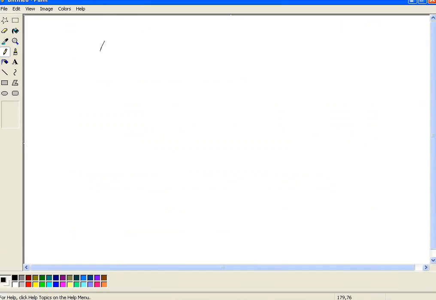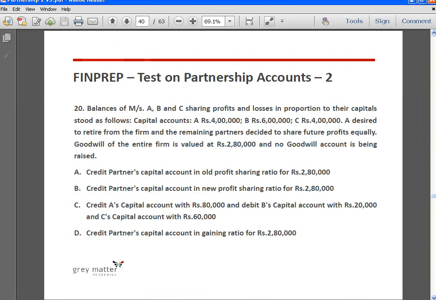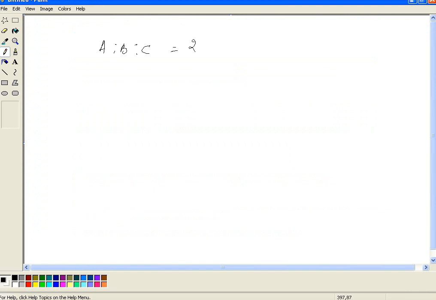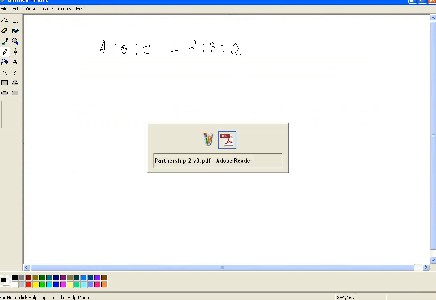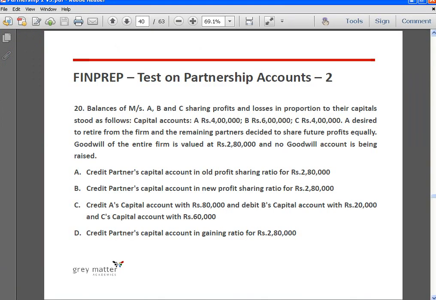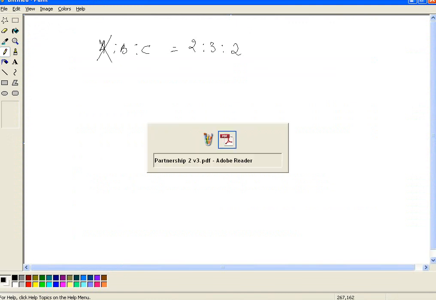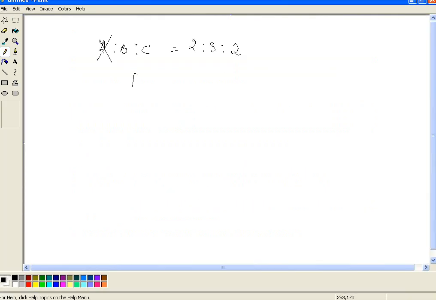They are saying that A, B and C are sharing in a ratio which is proportionate to their capitals. So it is 2 is to 3 is to 2. And A is retiring, and B and C are going to share equally.